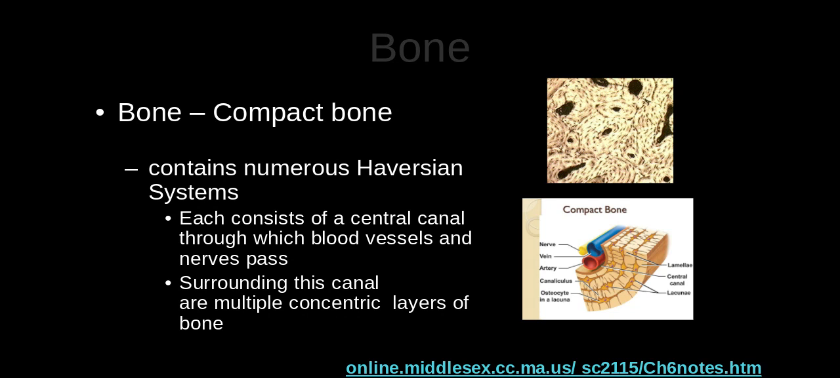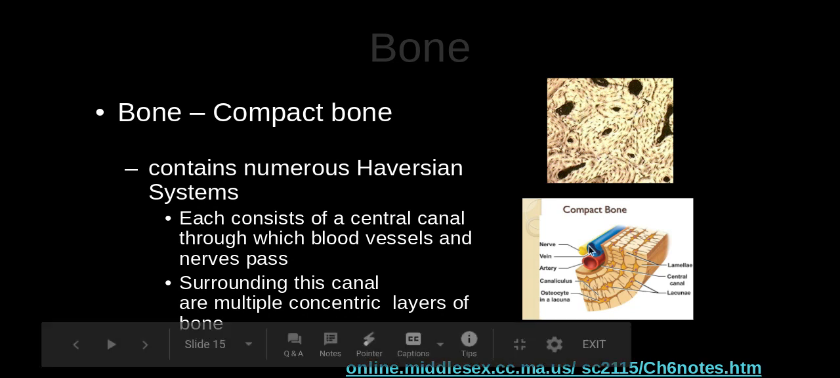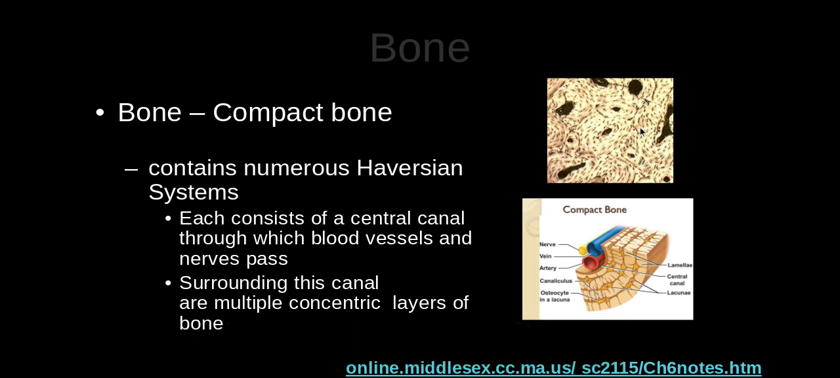One of the things that I want to point out to you guys is this is the real life picture, a tissue sample of bone. This is an illustrated version of part of this picture. We're going to point out both because I expect you to know where both are, because we're going to spend a lot of time talking about bone in the next unit as well. So one of the main components of bone is that it contains numerous Haversian systems.